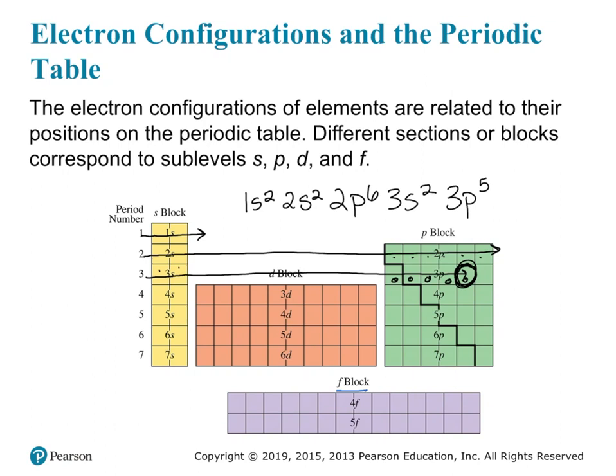Now, another way to figure this out, let's say you memorized that 1s has 2 electrons, 2s has 2 electrons, 2p has 6 electrons. You can add together all of the subscripts here, and that will also give you the number of electrons. So for instance, we have 2 plus 2 plus 6, that's 10, plus 2 is 12, plus 5 is 17 electrons. So let's say I gave you an electron configuration and you had to figure out which element it was. That's another way to do it too.